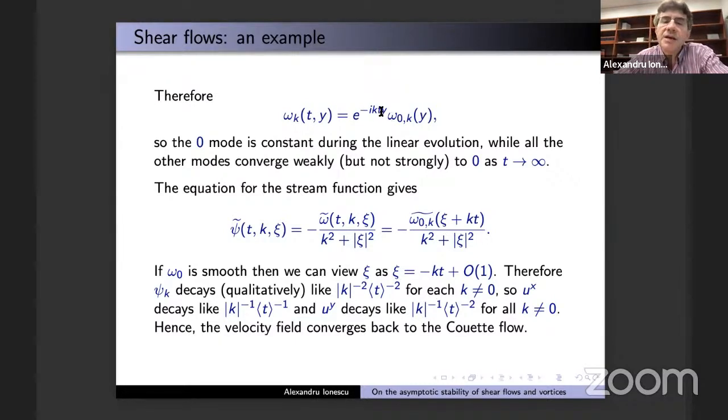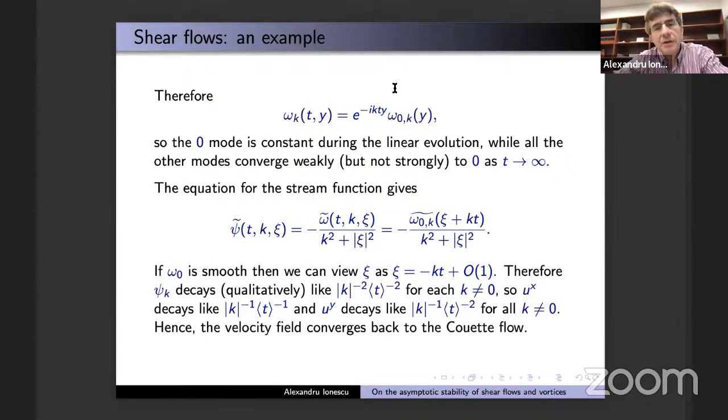Now, for any other k, what we see is that as the time goes to infinity, the solution converges weakly to zero, because we have this very fast oscillation e to the minus i k t y, which means that the solution converges weakly to zero. It doesn't converge strongly to zero. We are in the case of the Euler equation, so there is no decay in the solution. It doesn't converge strongly to zero, but it converges weakly to zero.